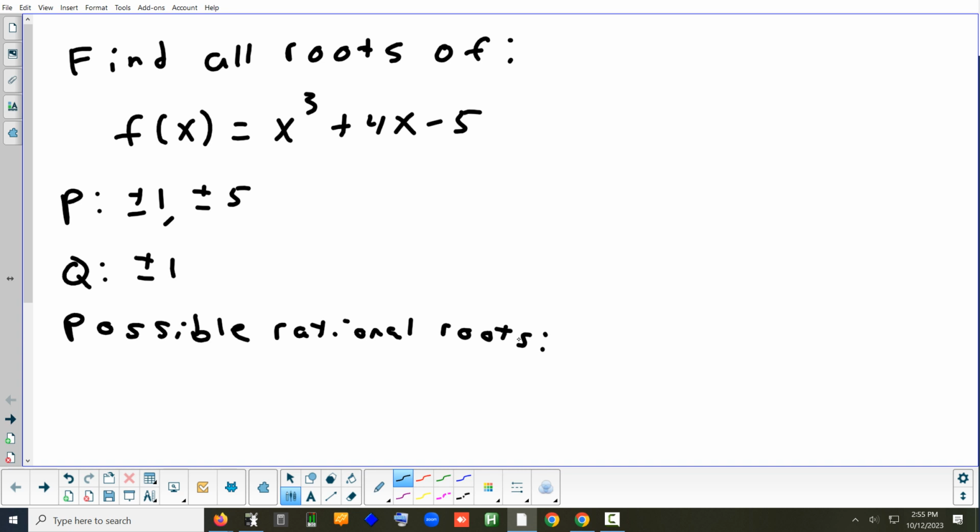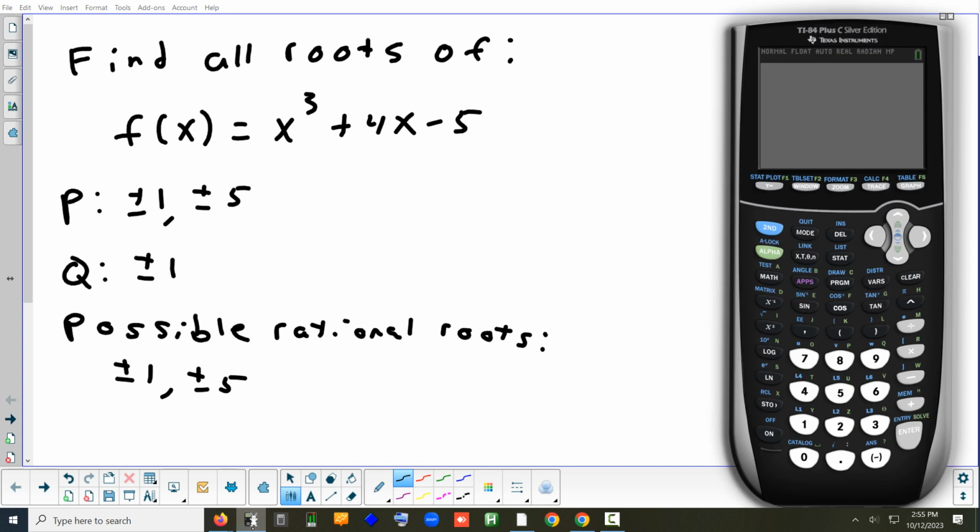Jose, putting that all together, what would be my list of possible rational roots? Plus or minus 1 and 5. Yeah, if you take all the p's and divide by all the q's, well, q is just a 1, so that doesn't do anything really. So it's just plus or minus 1 and 5. Now, we could try these in our head, or to narrow the list down, if there were a lot of them, what would we want to do now? Graph. Yeah, we want to graph it and narrow this list down.